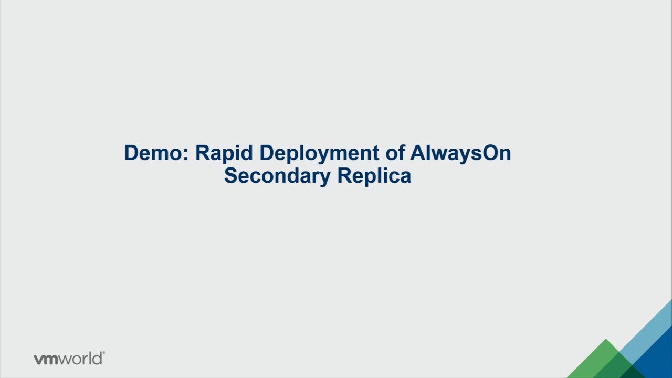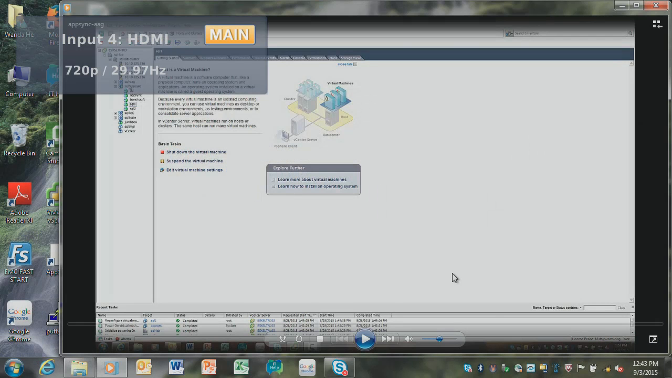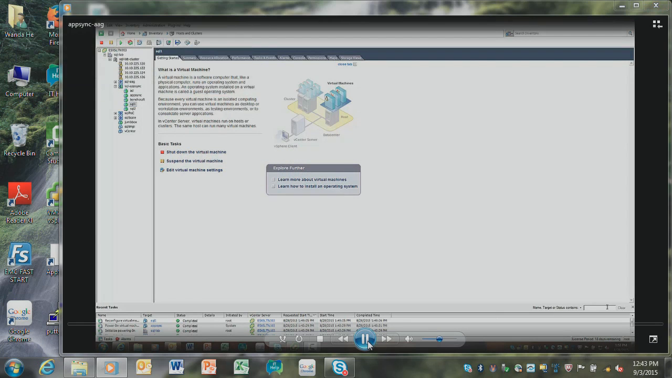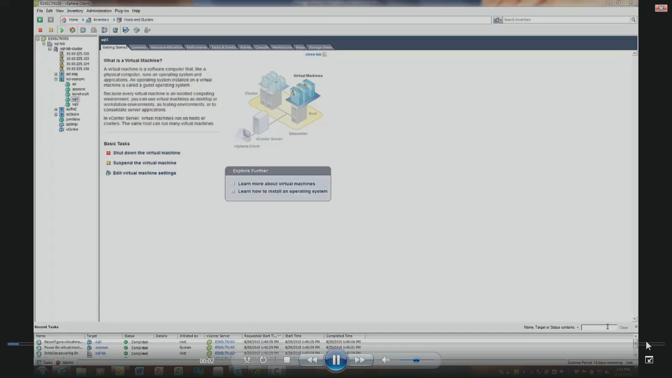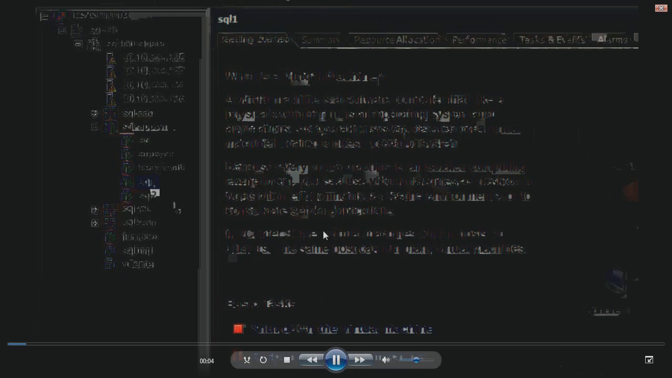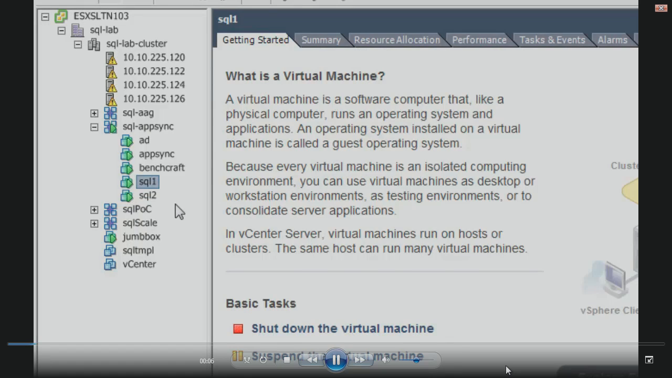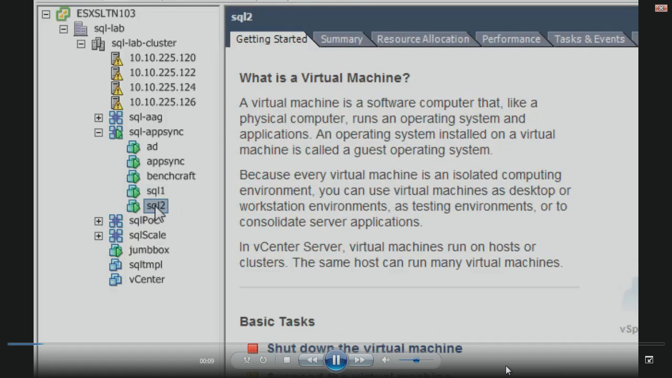Give me a minute to set this up. All right. So I have a SQL Server environment here. SQL Server 1 is my primary VM, and SQL 2 is the VM that I'm going to deploy a secondary replica on.